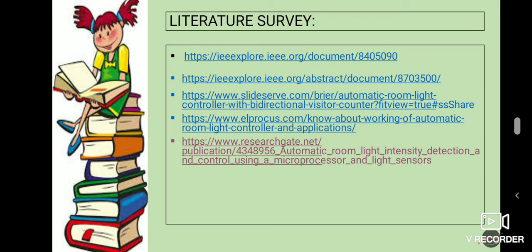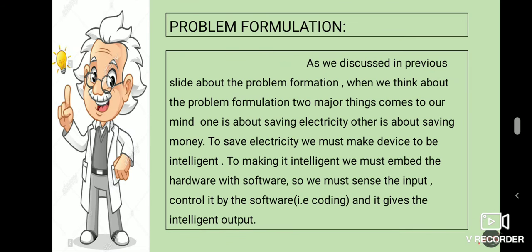We already discussed the problem formulation in the previous slide. When we think about the problem formulation, there are two major things to overcome: one is to save electricity and the other is to save money. To save electricity, we must make the device intelligent. To make it intelligent, we must embed the hardware with a software system. So we sense the input, control it by software and coding, and it gives the intelligent output.